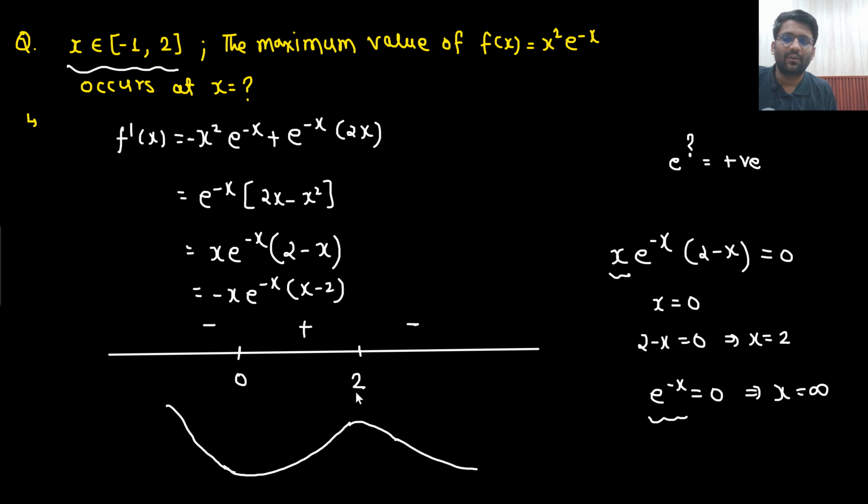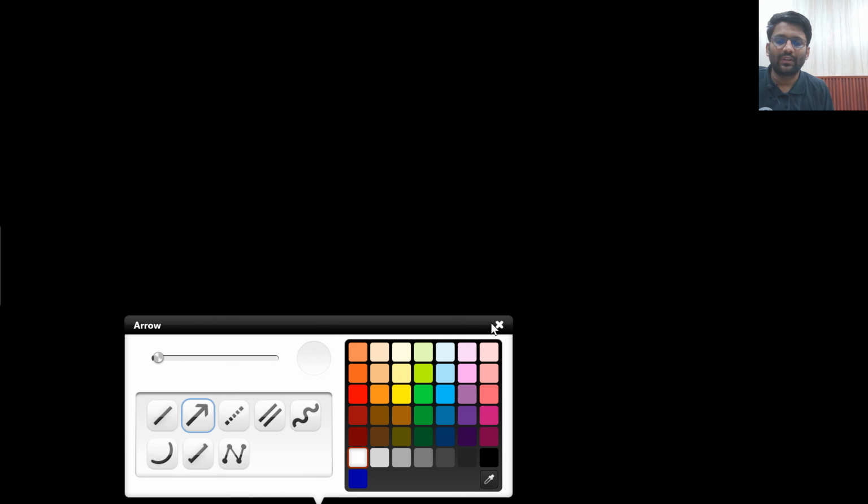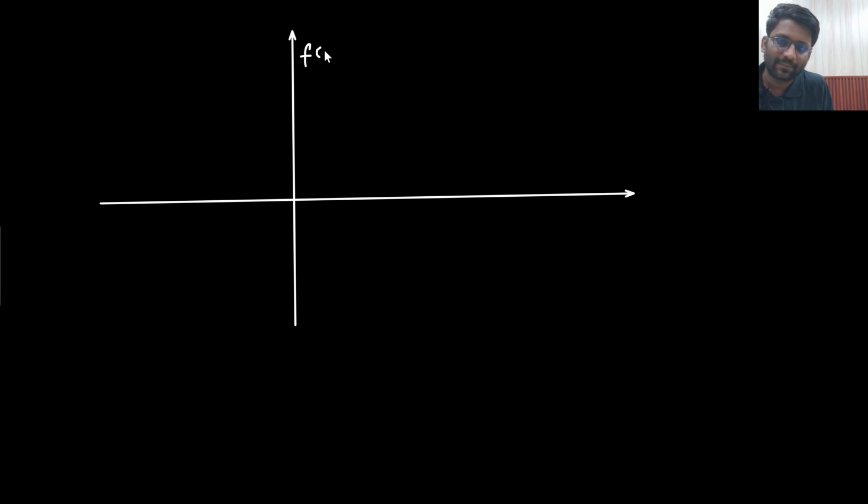Basically, if I draw the graph now, first of all I will find out these values. f of 0, what is the value of f of 0? Sir, if you put 0 here, 0 square e to the power minus 0, e to the power minus 0 is 1, 0 into 1 is nothing but 0 only. And what is the value of f of 2? Sir, f of 2 is nothing but 4 e to the power minus 2. So sir, if I draw the graph, I got to know one thing, that this is how my graph would look. The f(x) graph would look somewhat like this.